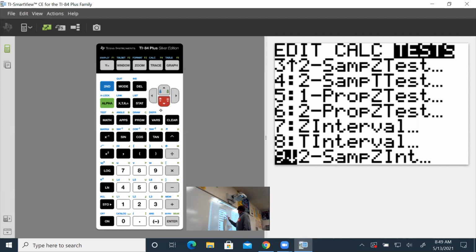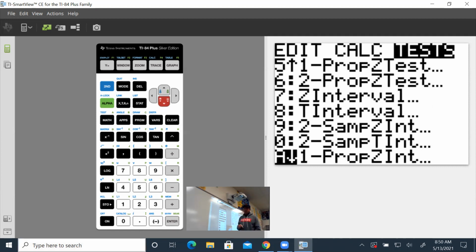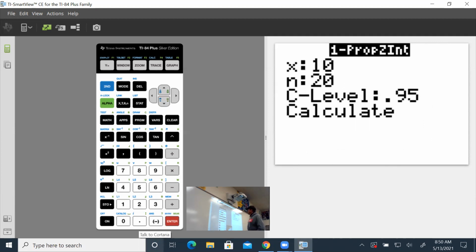Where is it? It's coming. One Prop Z Interval. On my calculator, it's item A. One Prop Z Int. Check this out. That was the stat test. Hit enter. And it was 18 out of 52.